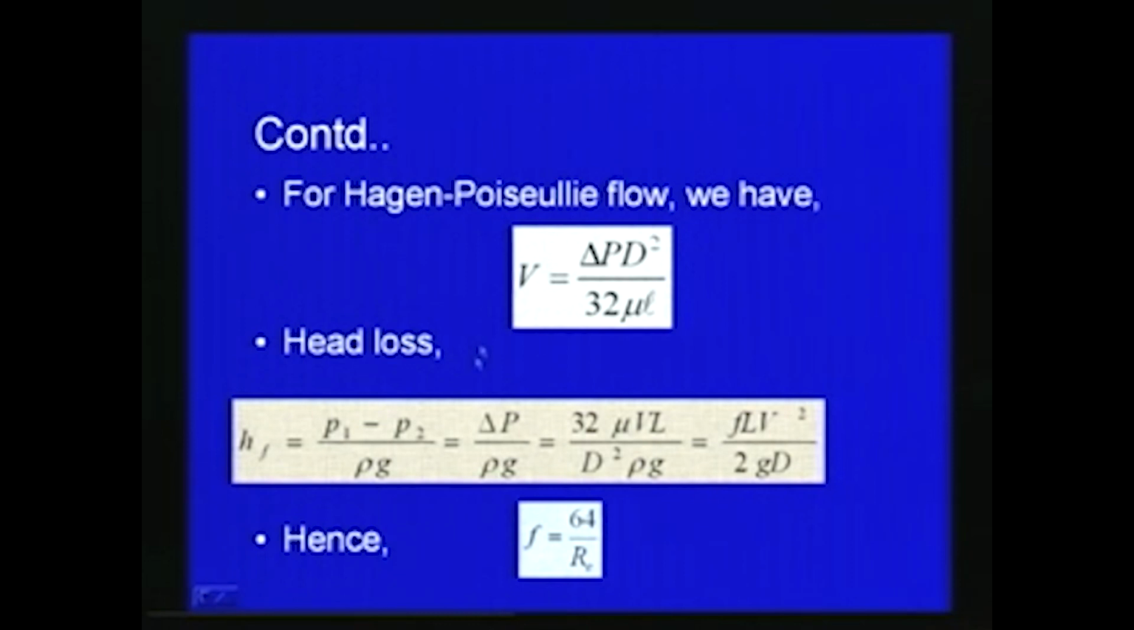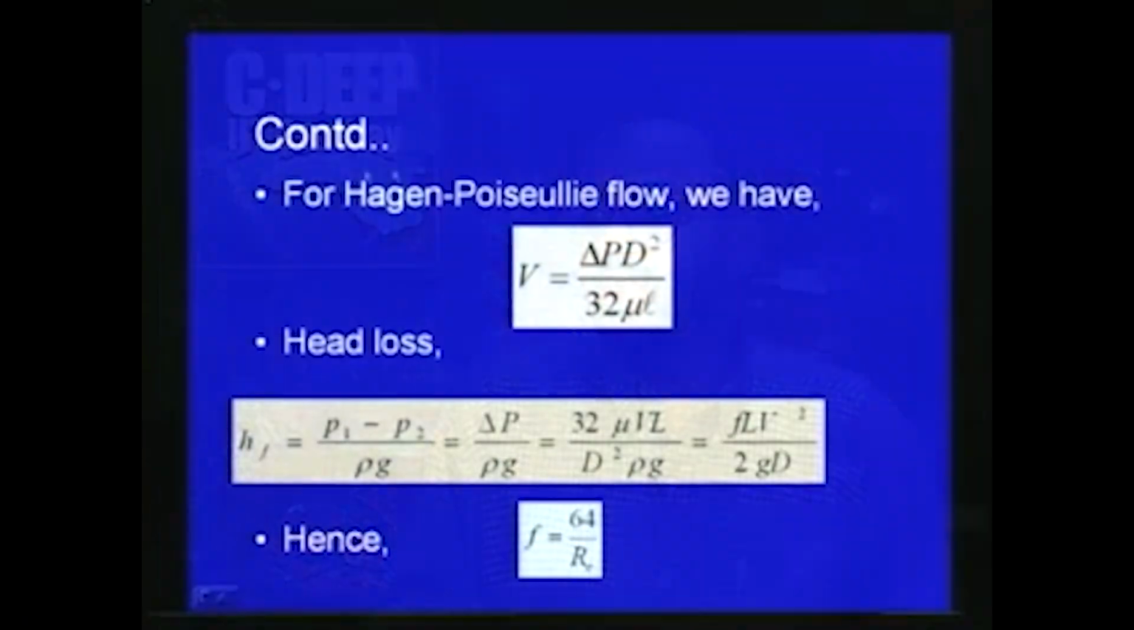Hence, as far as laminar flow condition is concerned, we can show that F, the friction factor, is equal to 64 by Reynolds number Re, where Re is the Reynolds number, rho V d by mu, as far as the pipe flow is concerned. So, finally, we get the coefficient of friction F is equal to 64 by Re by considering the Hagen-Poiseuille flow as the case of laminar flow conditions. So, that way we can show that the Darcy-Weisbach equation which we have derived is valid for laminar flow as well as turbulent flow conditions.